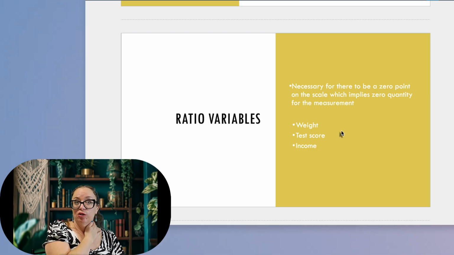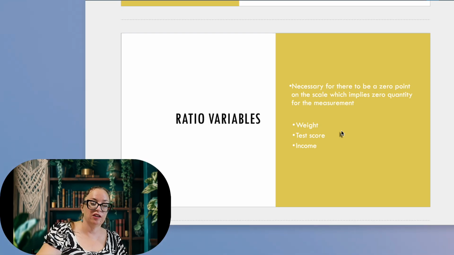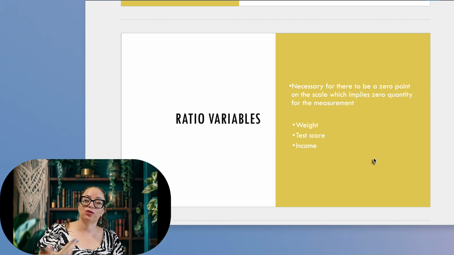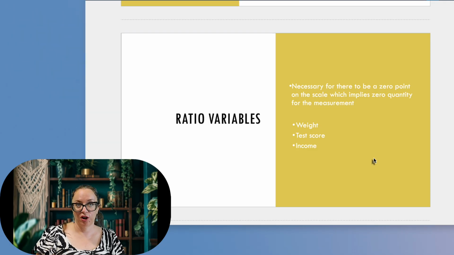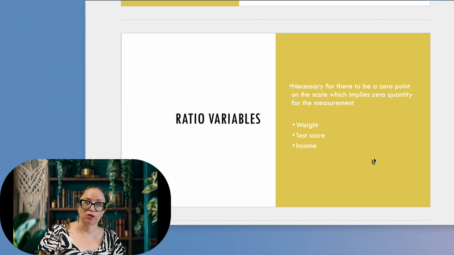A test score, you have the same thing. You can get a 0 on a test. That's not good, but you can. I have students who occasionally do that. It means an absence of a score or an absence of credit on that particular test. And then income, also not good, okay? But can you have a 0 income? Yes, you can. It's tragic, but you can. Can you have negative income? You can. That's even more tragic. That's called debt. But you can have positive income as well, and you can have 0, okay?